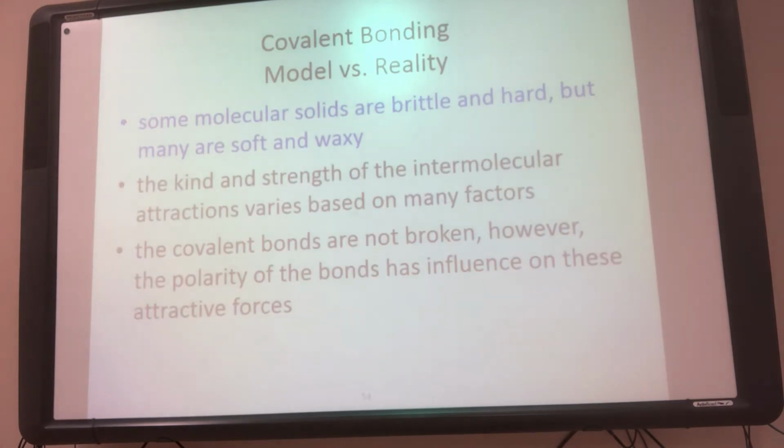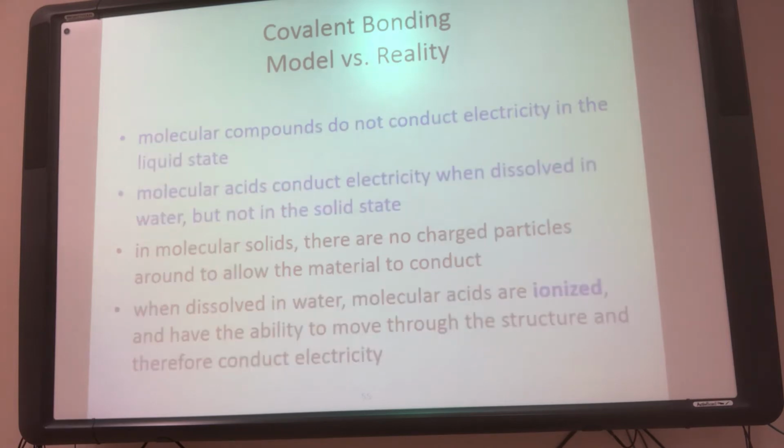All right, a little bit more characteristics. Molecular solids, they can either be brittle and hard or soft and waxy. So we have a lot of diversity in molecular compounds. Just to reiterate, the kind and strength of those attractions varies based on many factors. The bonds are not broken, we're only breaking those attractive forces. Okay, really stressing that. Now let's talk about conductivity.